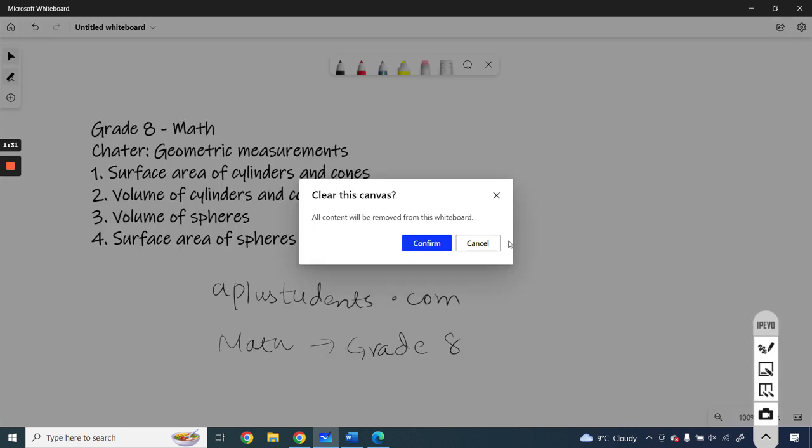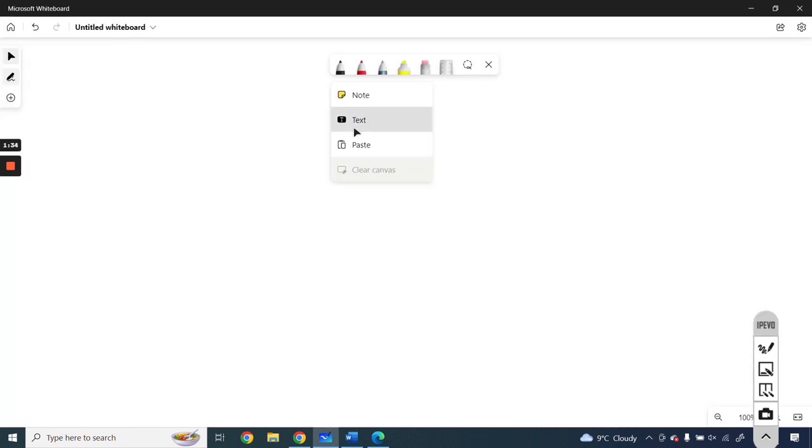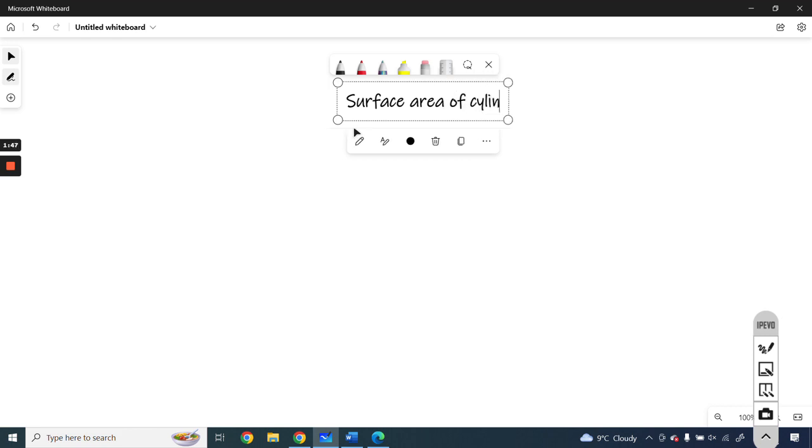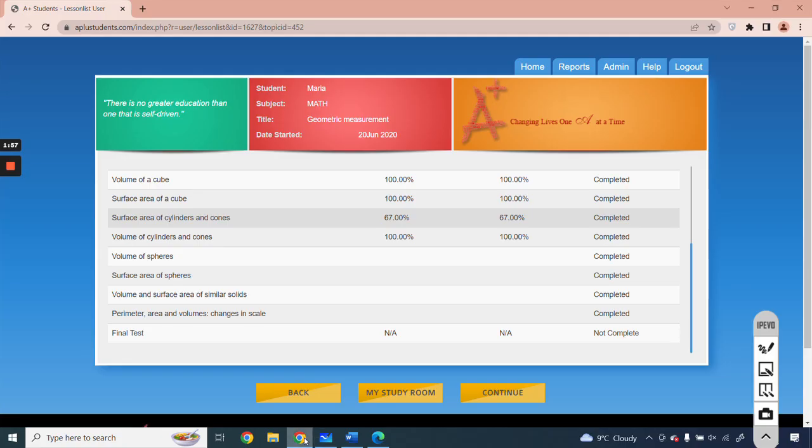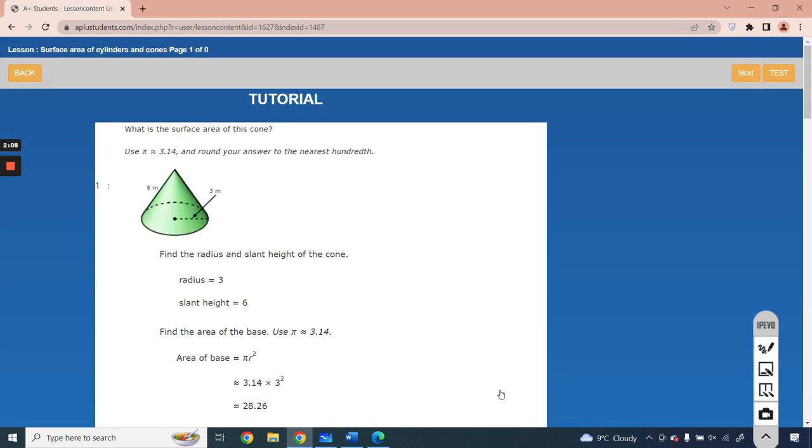Let me just write down the lesson name and then we'll start. Surface area of cylinders and cones. Okay, here I am on grade 8 maths. Chapter name is geometric measurement, and the lesson we're going to start is surface area of cylinders and cones. So let's just start with the lesson.